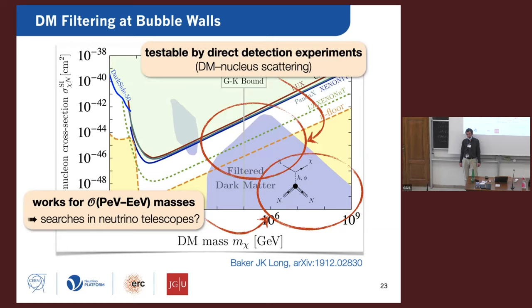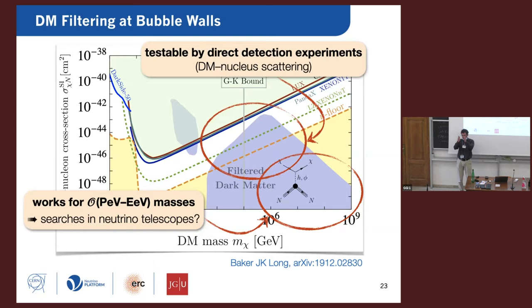I think for a highly relativistic velocity, the filtering is just not as efficient, because if your wall is moving at a large gamma factor, it's easy for particles to penetrate into the wall, even if they start out with a small momentum. You can look at it in the rest frame of the bubble wall.